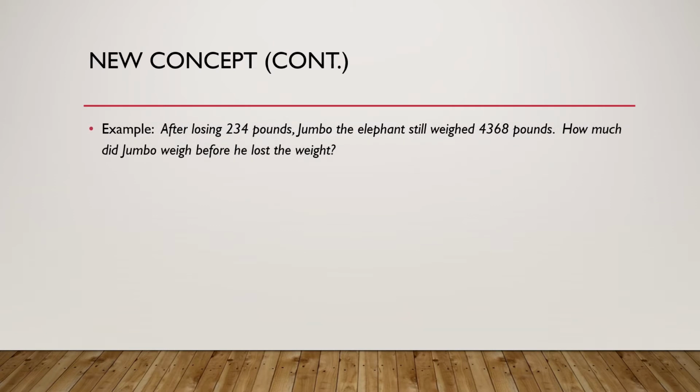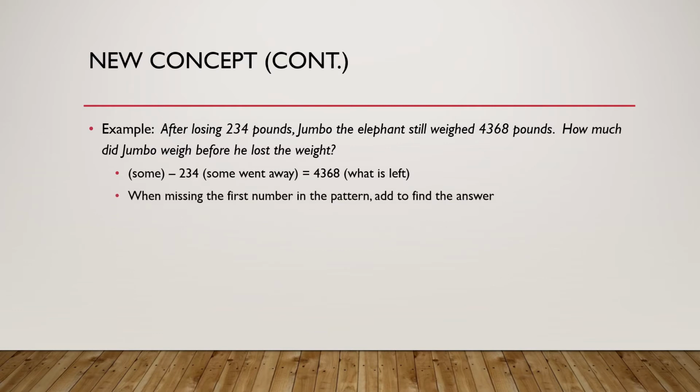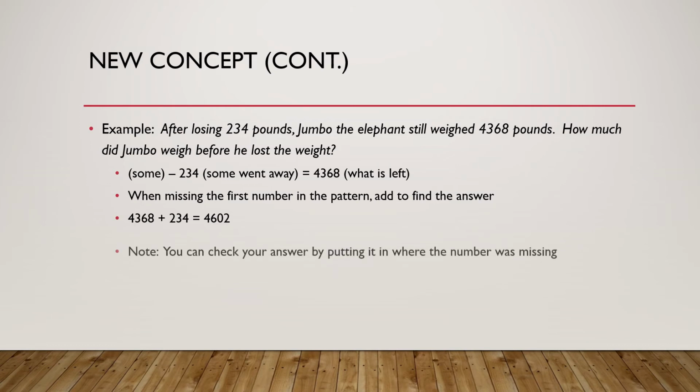Here's another example. After losing 234 pounds, Jumbo the elephant still weighed 4,368 pounds. How much did Jumbo weigh before he lost the weight? Now, as you can see, we're missing the first number, the starting weight. We have how much the elephant lost and how much he weighs now, what is left. So when you're missing the first number in the pattern, we have to add to find the answer. We add those two numbers and we end up with 4,602.